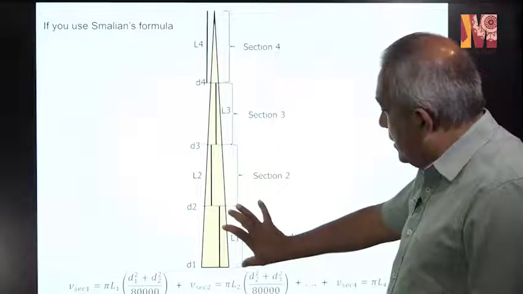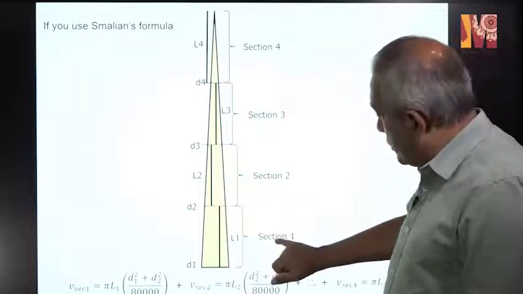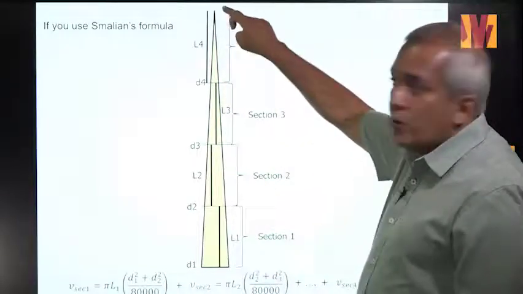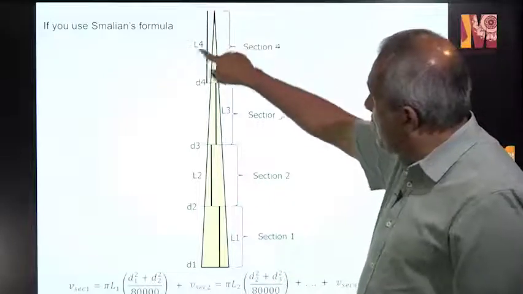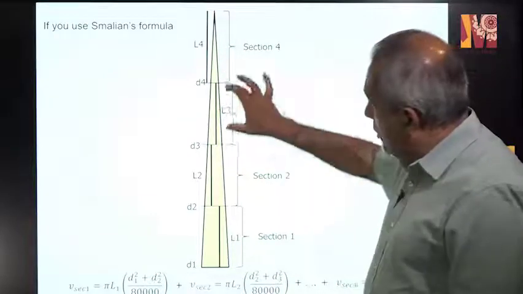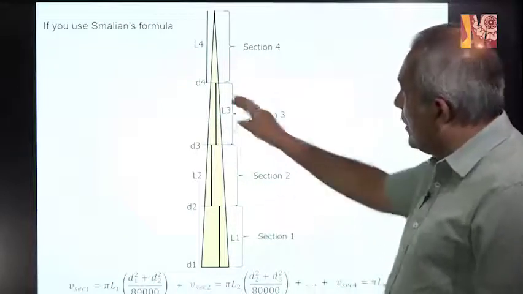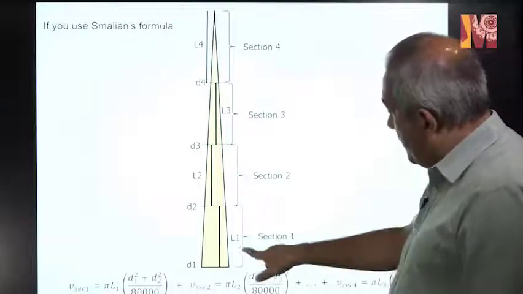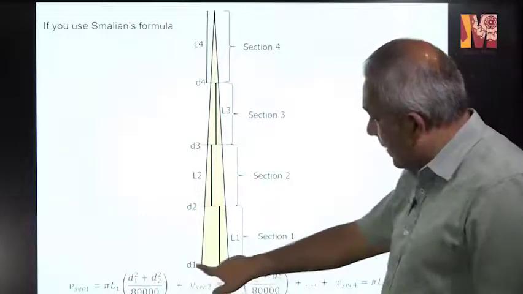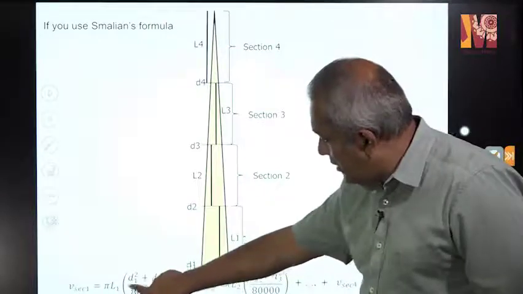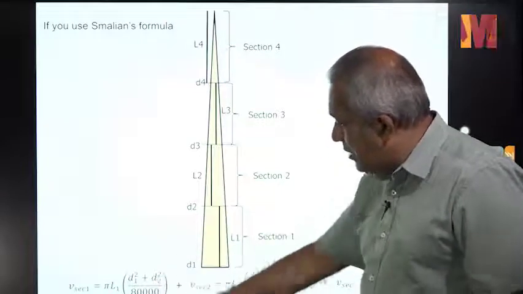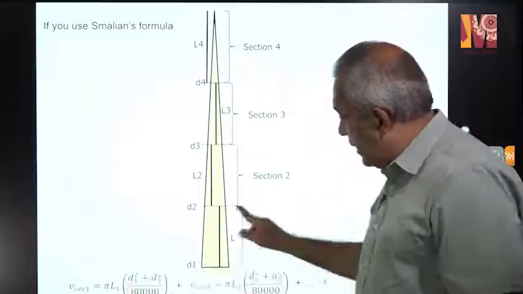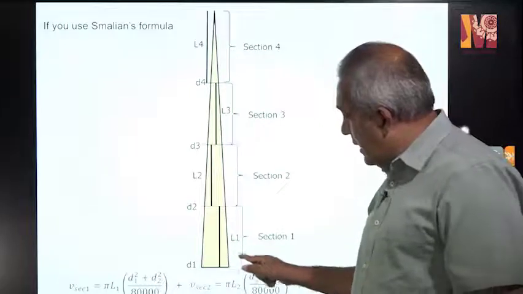Now, we have divided the stem into sections. We have section 1, 2, 3 and 4. The 4th section has no top diameter. Therefore, we assume the 4th section as a cone. All 3 other sections are logs, wood pieces. Therefore, for the first section, we have the bottom diameter squared plus the top diameter squared, divided by 80,000, multiplied by pi and the log length or the section length, and then it is done.